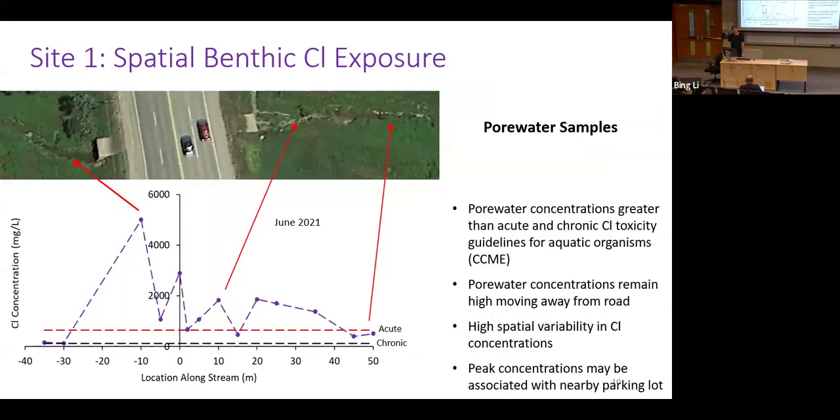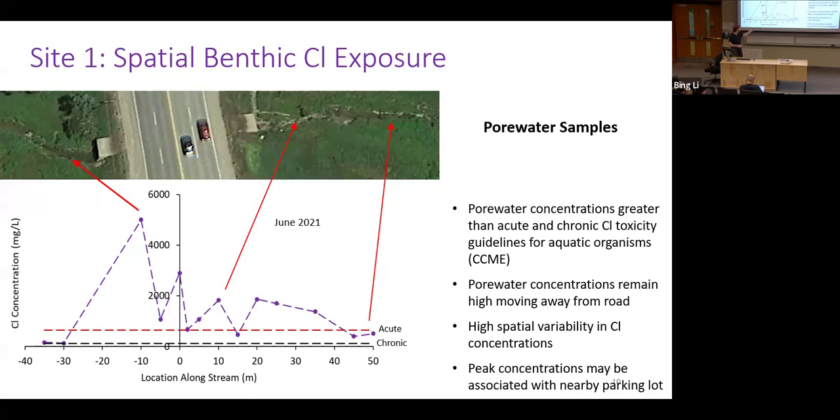So now getting into some results. So here, this figure, I'll explain it. The X-axis is location along the stream, so negative values are upstream of the road and positive values are downstream of the road, or left and right of the road. And then chloride concentrations on the Y-axis.